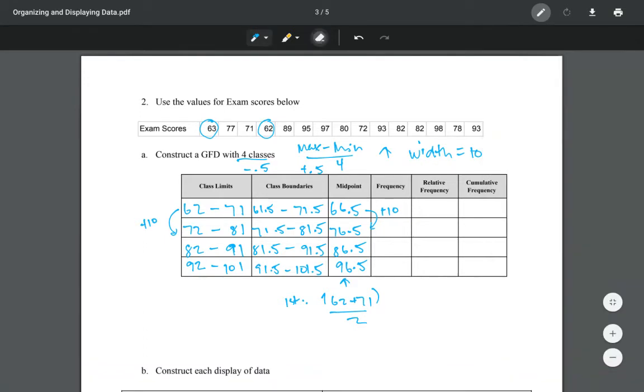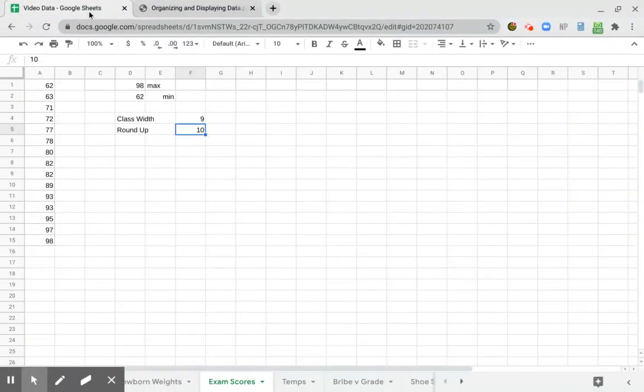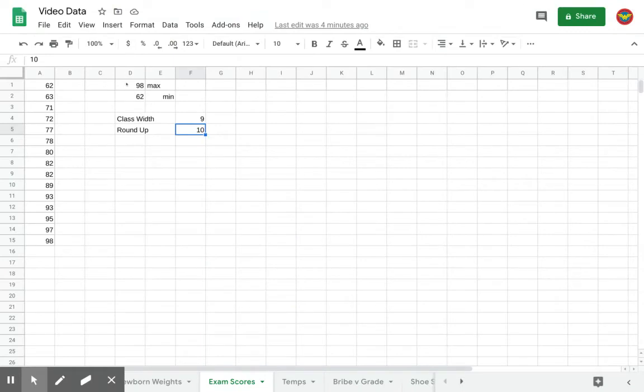Let me erase what I've got so we can fill in our frequencies. To fill in the frequencies, I want to use my ordered list. This list up above here is not going to be helpful for us because it's not in order. So let's go ahead and go up to Google Sheets and grab our ordered list. I'm actually going to get rid of this so I can start to do some calculations.